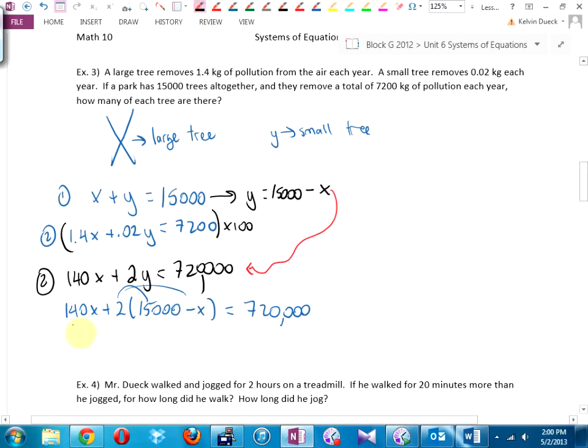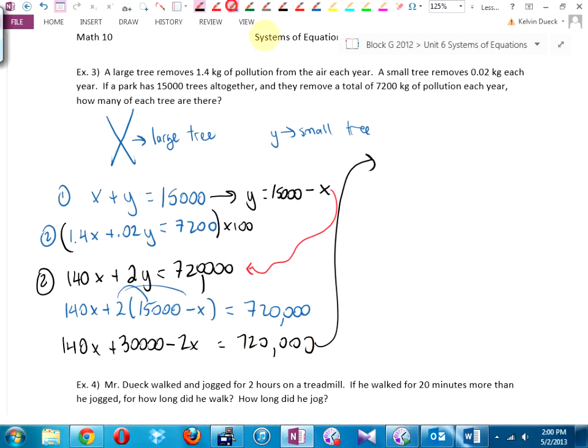I'm getting 140x plus 30,000 minus 2x equals 720,000. You get 138x plus 30,000. Are these bigger, tougher numbers? You'll notice, Grayson, I'm showing way more work, right? If it was 5s and 3s and things I could do in my head, I'd take shortcuts. Am I dumb already? Oh, no, I just forgot it. Did someone else make a mistake?